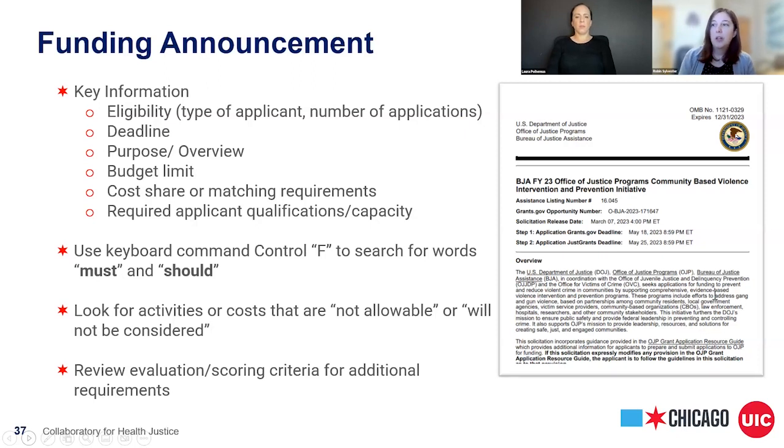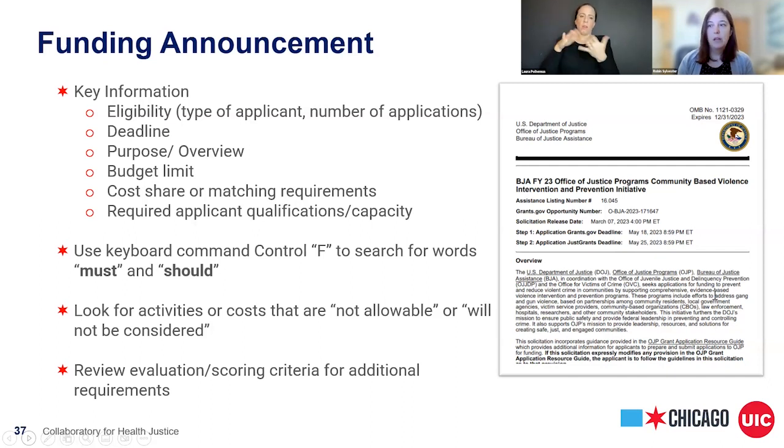So when you find a funding opportunity that you're interested in, it's really important to read it closely and make sure that you can fulfill all of the requirements that are written in the text or linked in the text of the funding opportunity. Requirements that you should look for before you get too far along in the process are eligibility, either the type of applicant or the number of applications. If you're not sure if you're eligible, it's always important to seek clarification early on.